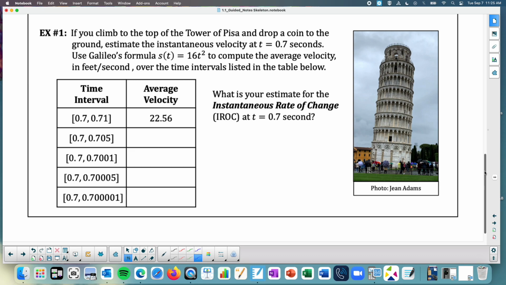Should we talk about how to find this answer first, even though it's written in there for you? Okay. Literally inches above it, how did we find average velocity? Change in distance by change in time. We're told the time interval right here. So this very first answer, the bottom of the fraction is 0.71 minus 0.7, which is 0.01. Yeah, the answer is 0.01.